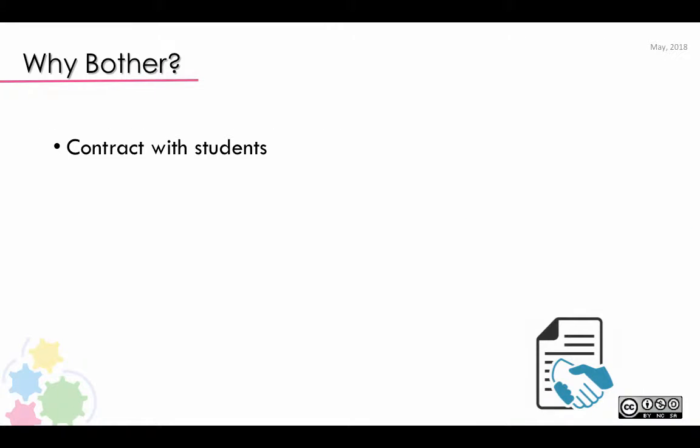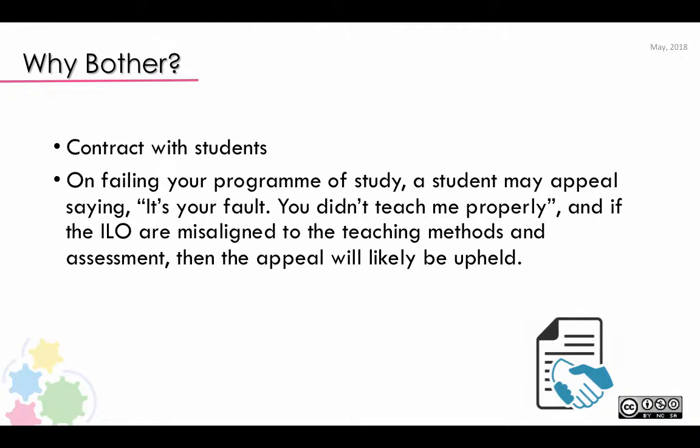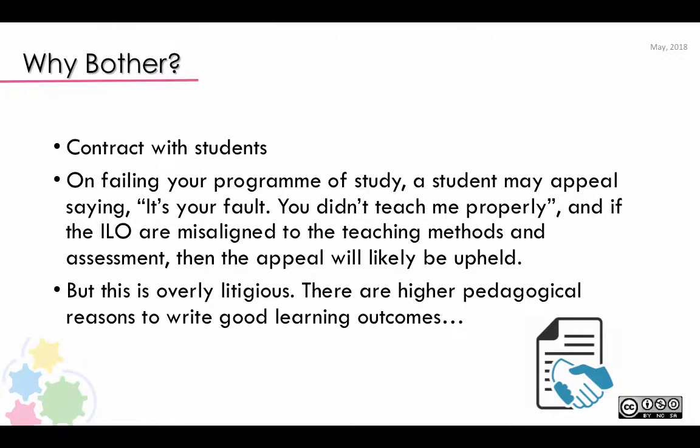This is because they form a kind of contract with our students, so that if, on failing a programme of study, a student were to complain and appeal and say, well, it's not my fault, it's my tutor's, the tutor didn't teach me properly, I wasn't taught what I was expected, or I wasn't assessed in the way that I expected, then if it's found that the intended learning outcomes are misaligned to the teaching methods and assessment, the appeal is very likely to be upheld. But really this is all rather overly litigious.